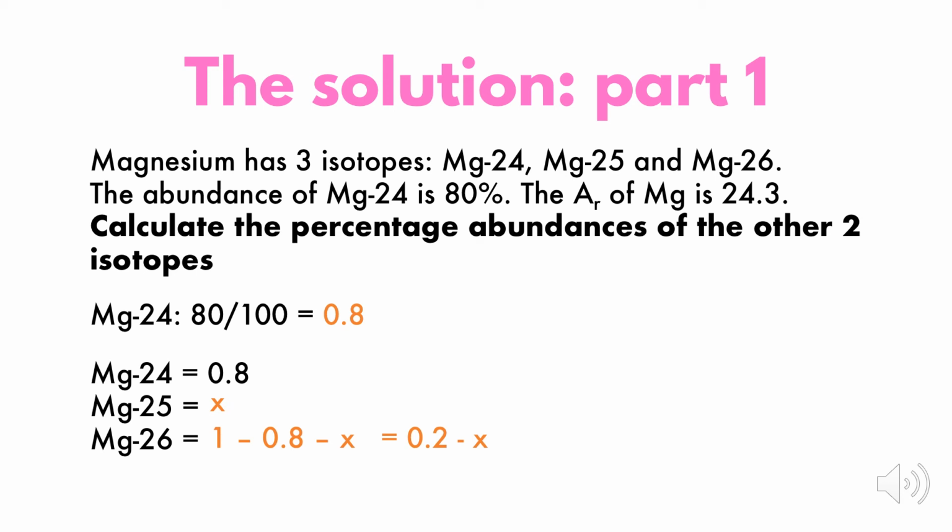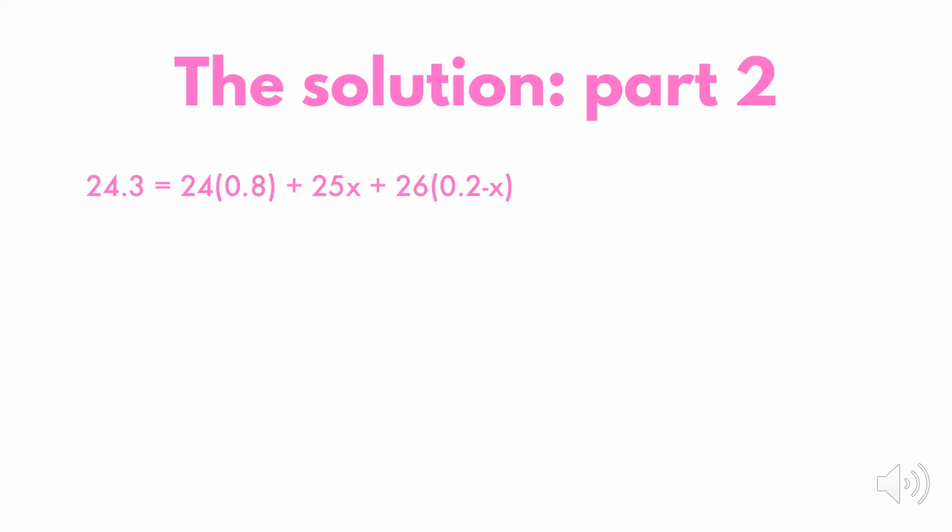So we now have a way of representing the abundances. Let's put them into an expression. And here's the expression I got. 24.3 equals 24 times 0.8 plus 25x plus 26 times (0.2 minus x). From there, we need to solve for x. As always, we'll expand the brackets. That leaves us with 24.3 equals 19.2 plus 25x plus 5.2 minus 26x.